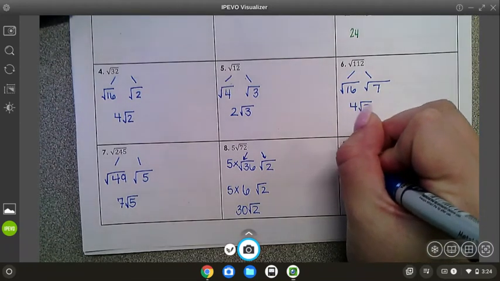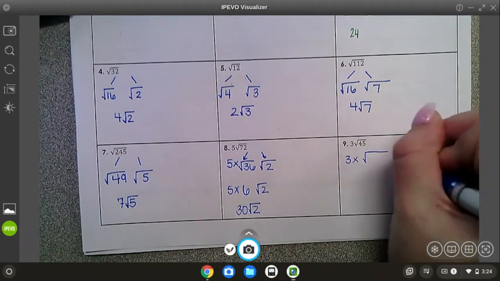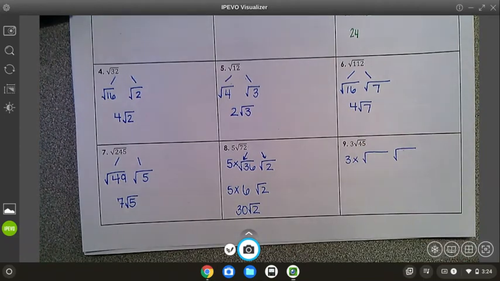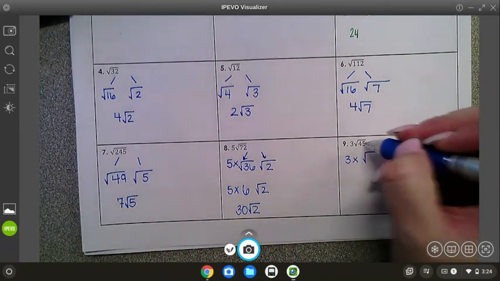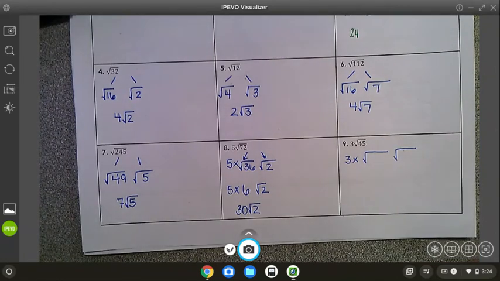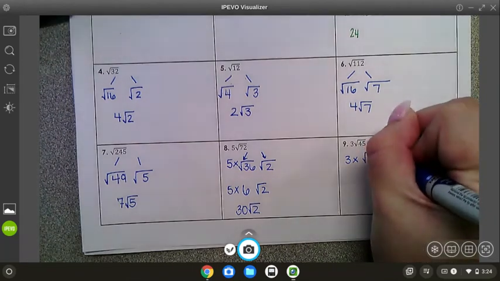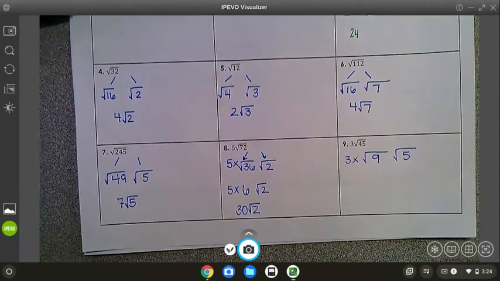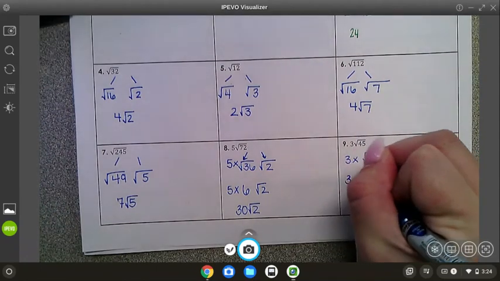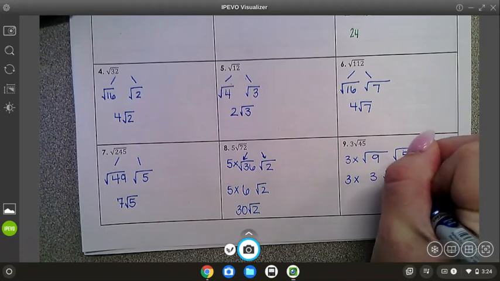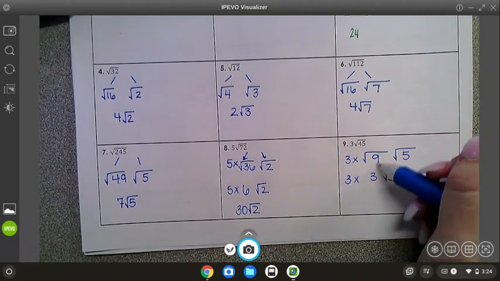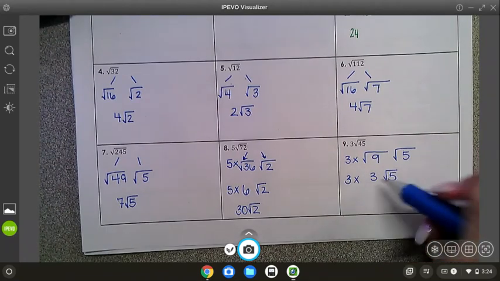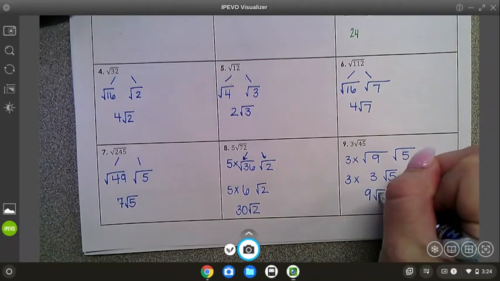And then number 9, we have 3 times some square roots. What is the largest perfect square that goes into 45? It's going to be 9, because 9 times 5 is 45. So we get 3 times 3 square root of 5, because the square root of 9 is 3. 3 times 3 is 9, radical 5.